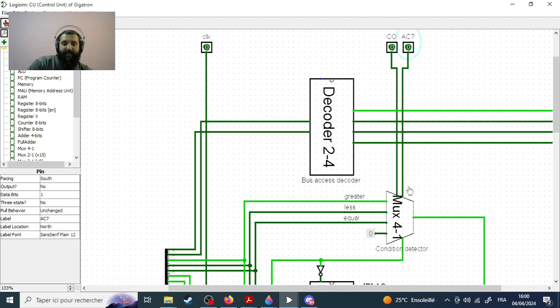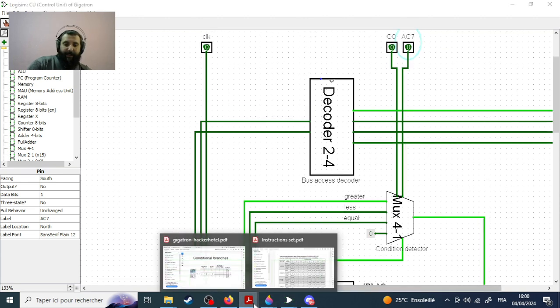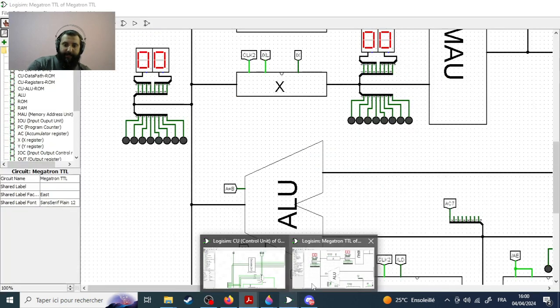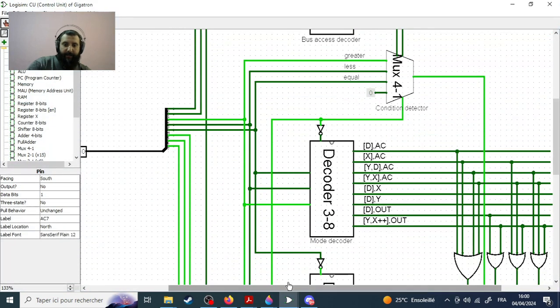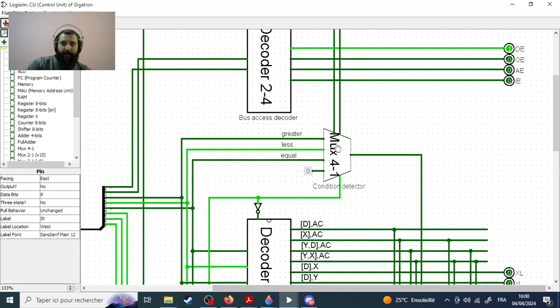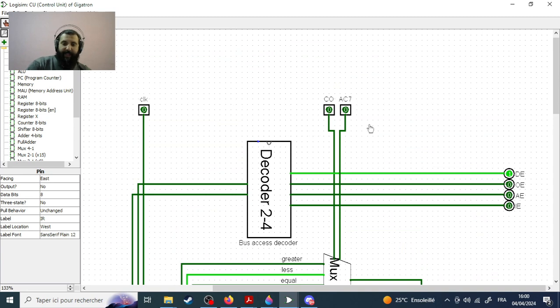Okay. Well, I will try another one. The next one is this one. You have to put 10 to check if IC is less than 0. Okay, let's put it on the condition. Condition is 10. It could be true or it could be false. We have different possibilities here.